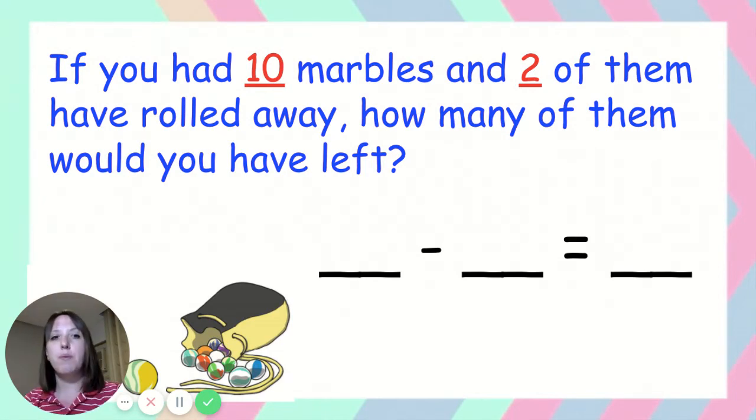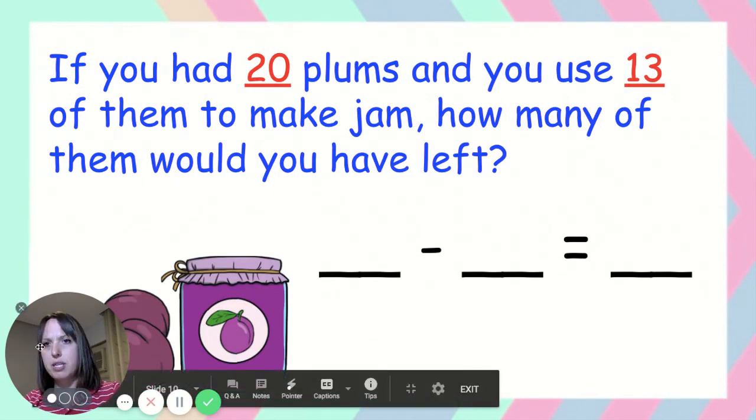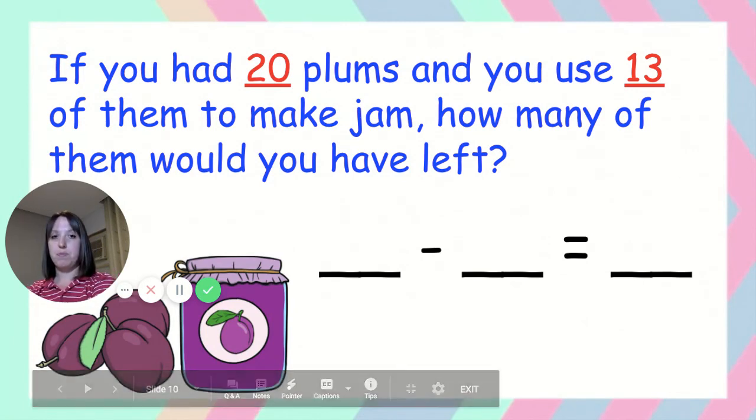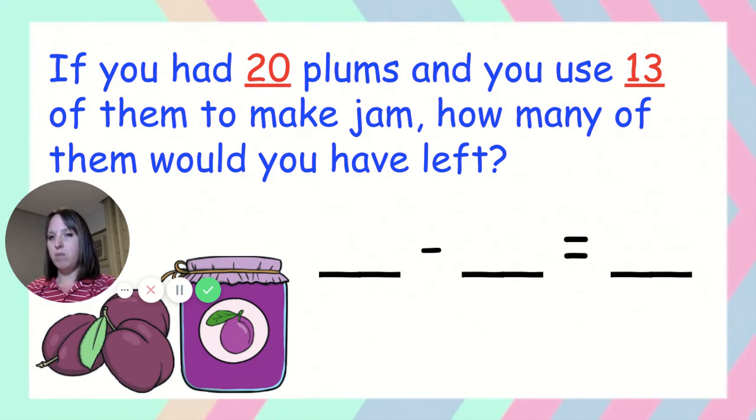Alright, moving on. So, the last task, I think it's the last task, it's all about the plums. Plums, yes, you had 20 plums and you used 13 of them to make jam. Yes, the very delicious sweet jam. How many of the plums would you have left? So 20 you had at the beginning. Then 13 you already used. How many would you have in the fridge? Yes, after making jam. Give me the answer.